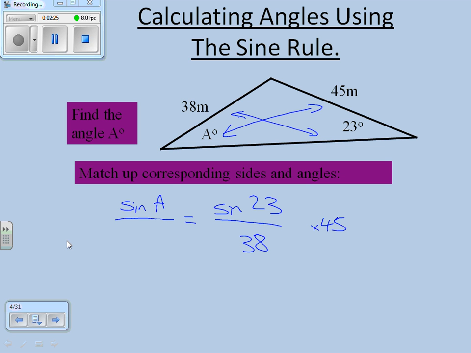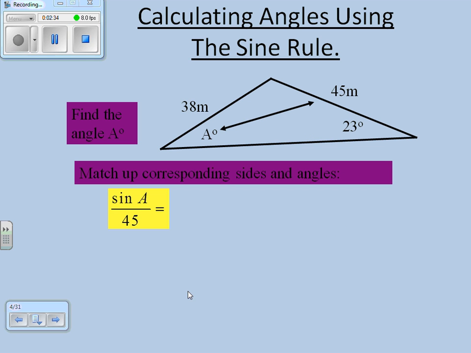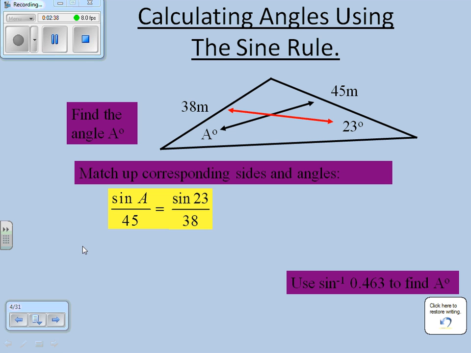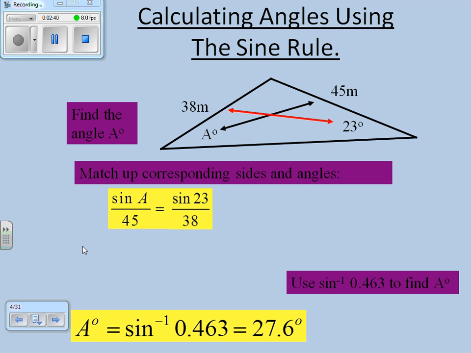Type all that into the calculator, and to find out what A is, to get rid of this sine, we're going to end up doing an inverse sine. The inverse sine of 0.463 gives 27.6. Try that yourself now, check that you do get the same thing. Well, there's the sine rule.